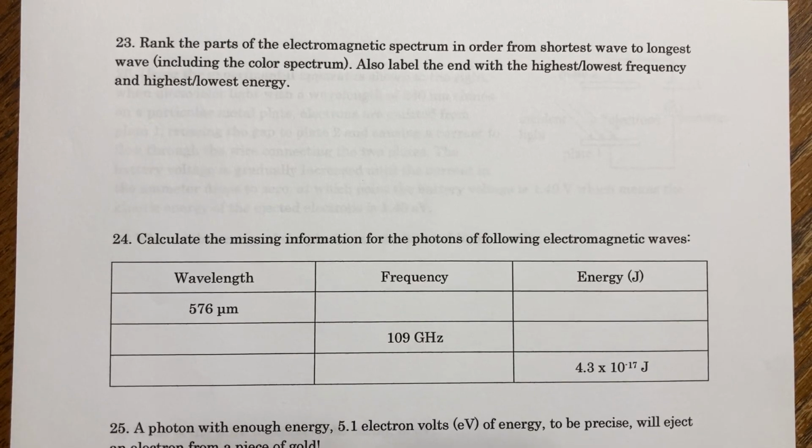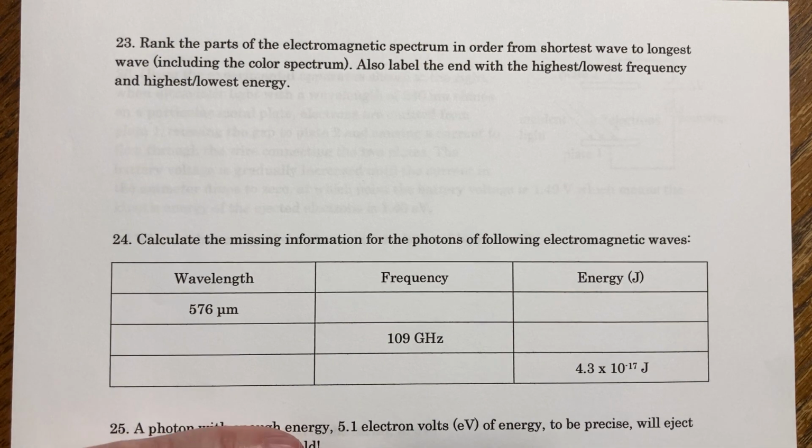Okay, this is the third part of the review guide. So we're going to go over the electromagnetic spectrum, energy, photons, and the photoelectric effect. So this first one starts with just ranking them from shortest to longest wavelength.